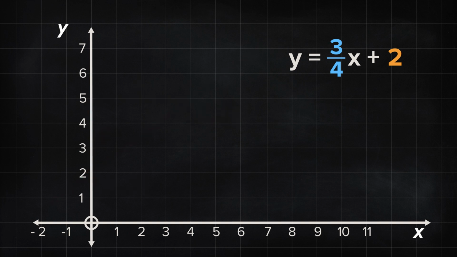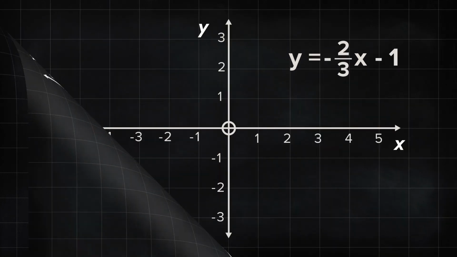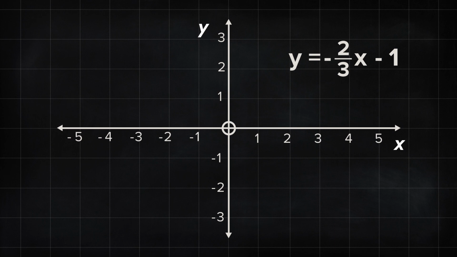Taking advantage of slope-intercept form makes graphing easy. We just plot the y-intercept and use the slope to find the second point. Then we're ready to draw the line. Now try it yourself with this equation. Find the y-intercept, then use the slope to find the second point and graph the line.